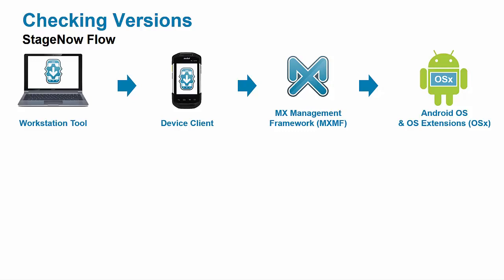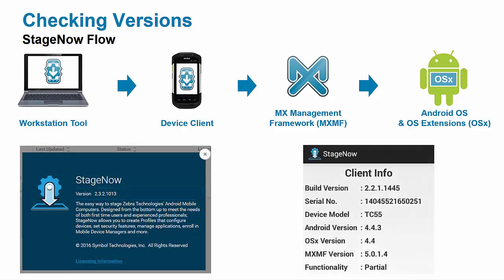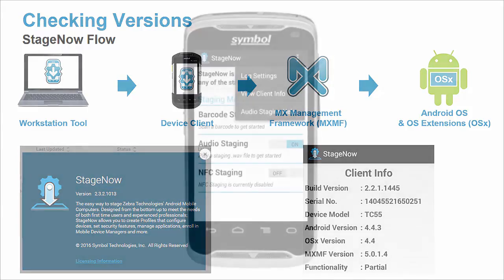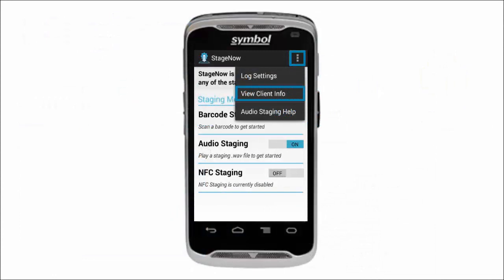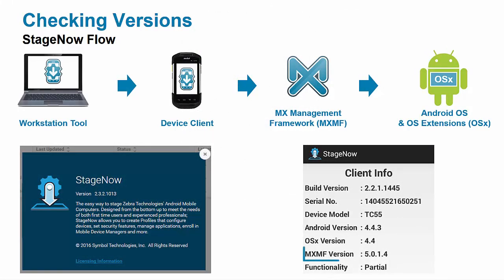They are all on two screens. The StageNow About screen for the Workstation tool and the Client Info screen in the StageNow Device Client, accessible via the menu. Here we can see that the device is running MXMF version 5.0, and so is ahead of the OSX version, which is 4.4. As a result, the functionality status is showing partial.